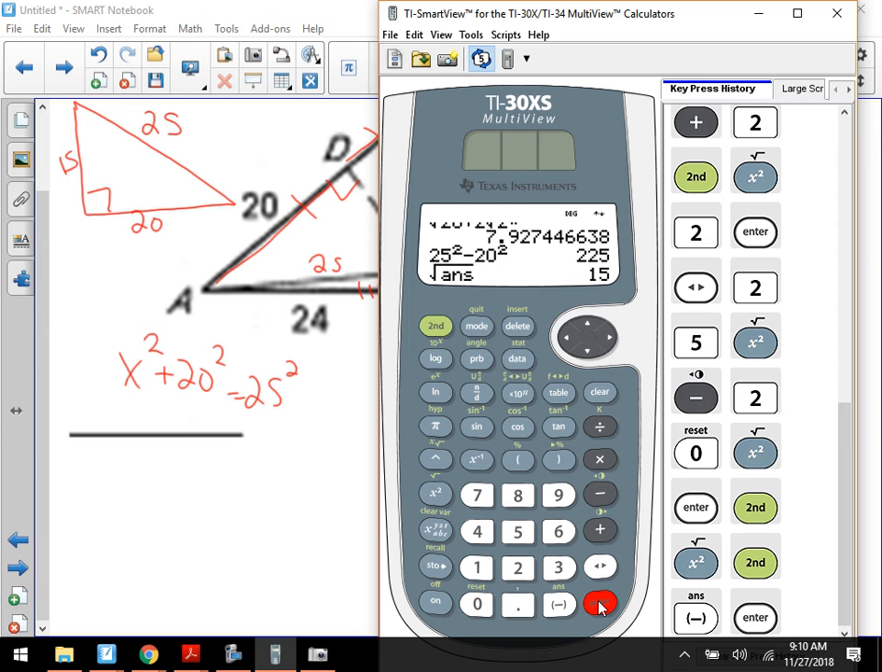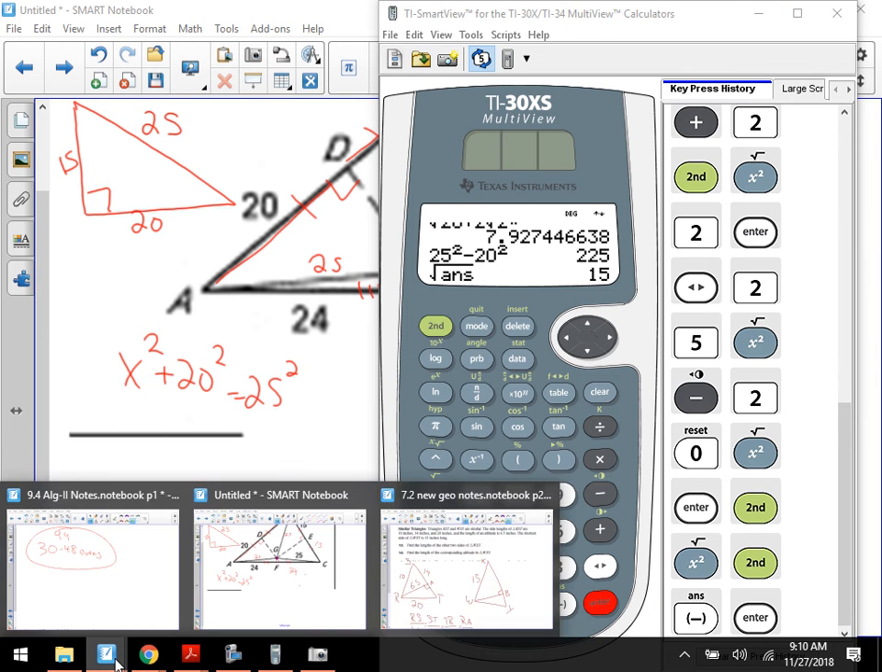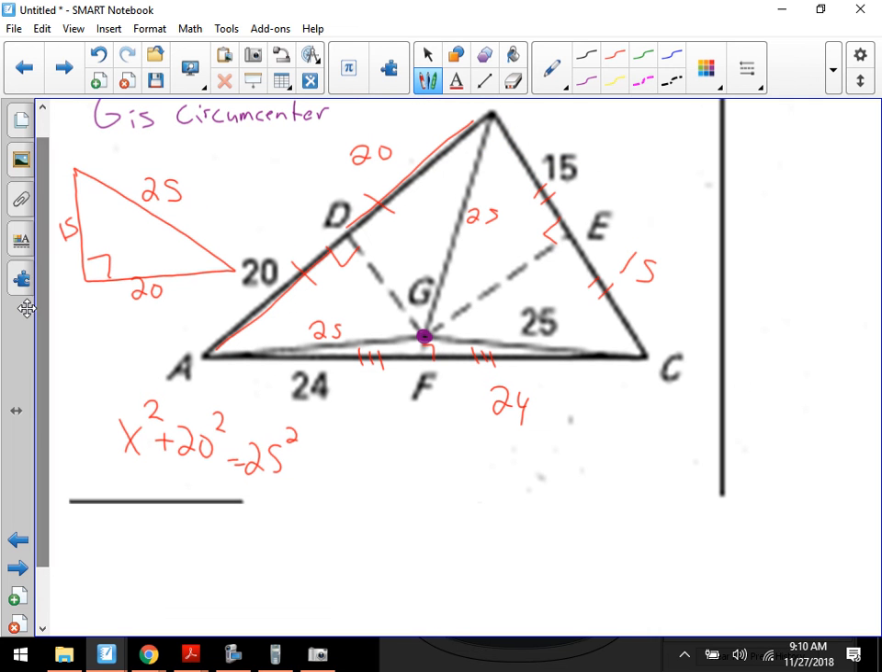That one winds up being 15. You do the same thing for the other one. Here you've got a 15 and a 25. Well, if you know that's 15 and a 25, what does that other side have to be? 20, because you just solved that a minute ago. So that one's going to be a 20.